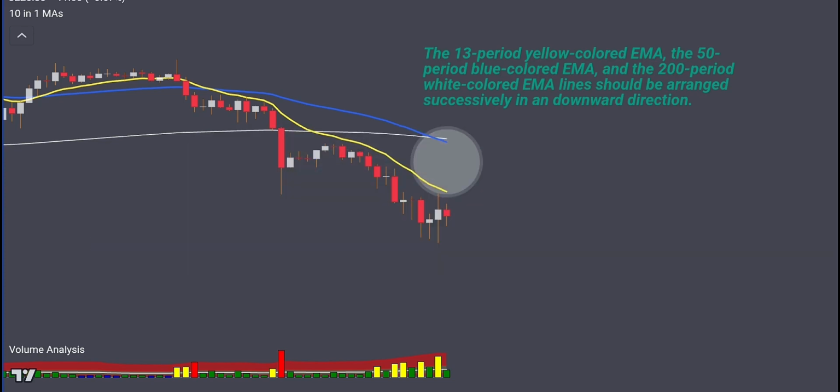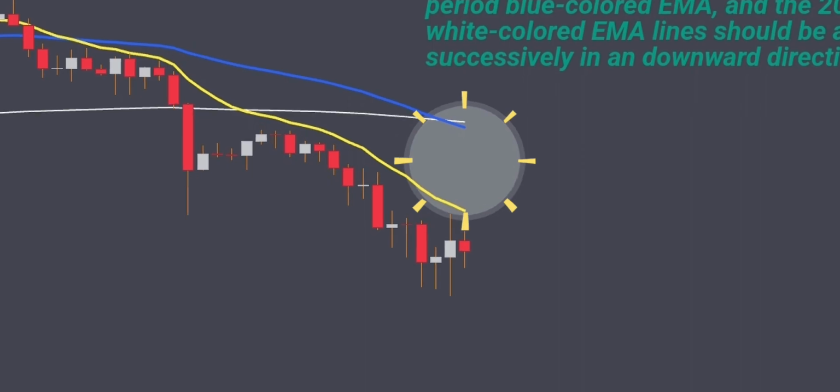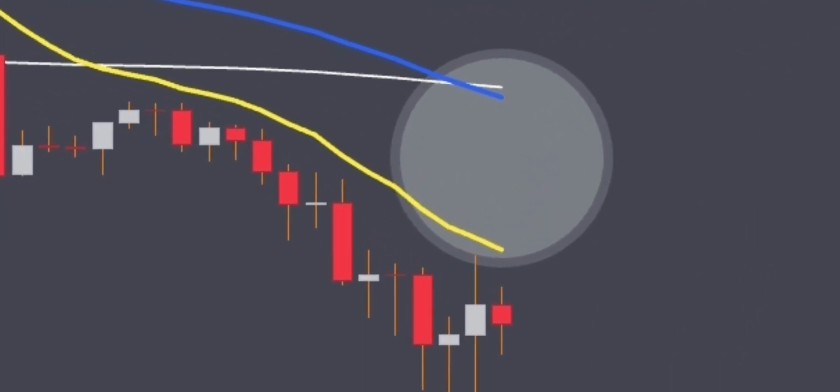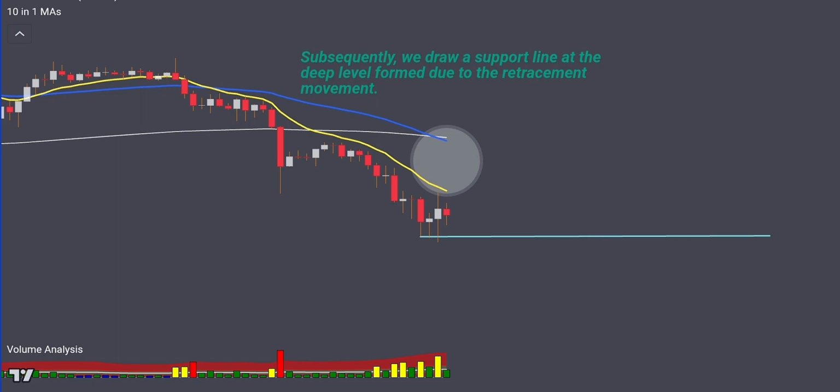Rule 1. The 13-period yellow-colored EMA, the 50-period blue-colored EMA, and the 200-period white-colored EMA lines should be arranged successively in a downward direction. Rule 2. Subsequently, we draw a support line at the deep level formed due to the retracement movement.